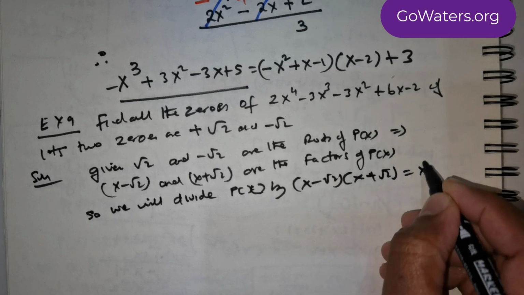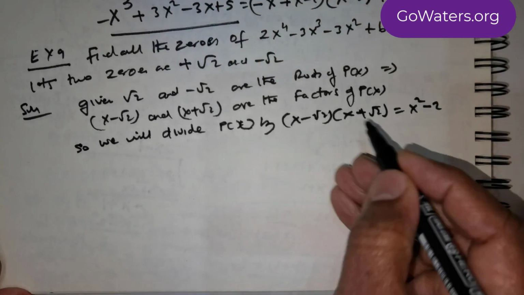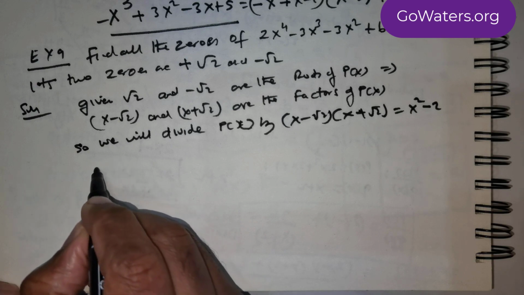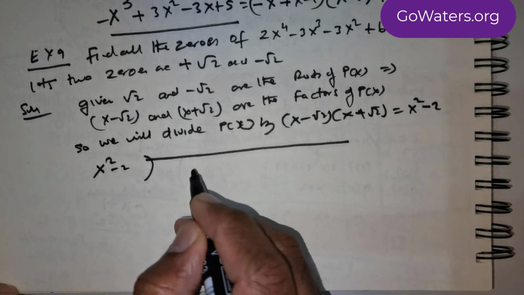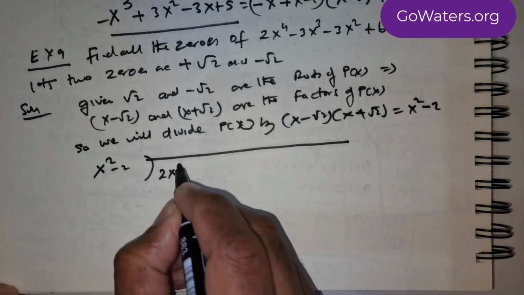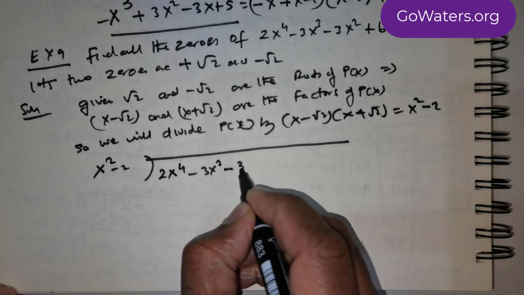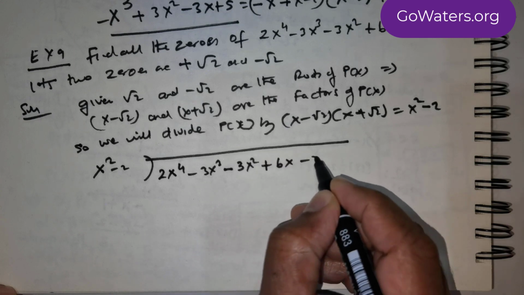What is that? That's nothing but x squared negative 2, right? You need to divide that. So when you divide it, you will get the other quantities. So let me just start the division. X squared negative 2, draw the division sign, write the polynomial 2x to the power of 4, negative 3x to the power of 3, and negative 3x to the power of 2, positive 6x and negative 2.